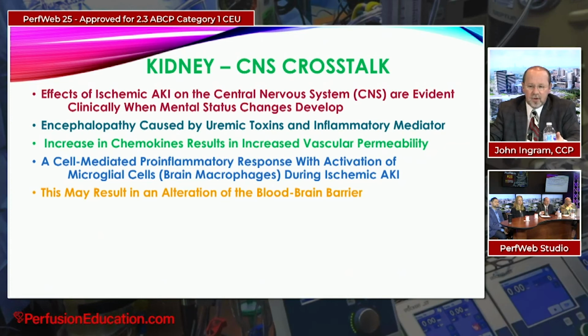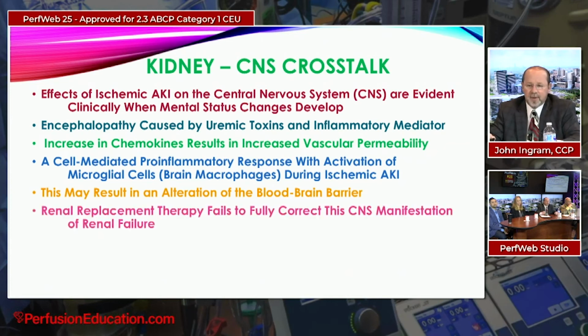This may result in an alteration of the blood-brain barrier, right? So when you do renal replacement therapy on these patients, it fails to fully correct this CNS manifestation of renal failure. Why? Because just aiding the kidney in its functions, the kidney is failing, you're going to come in with renal replacement therapy and aid the removal of your urea and so on. It's not as simple as that. Now, you have all of these inflammatories.